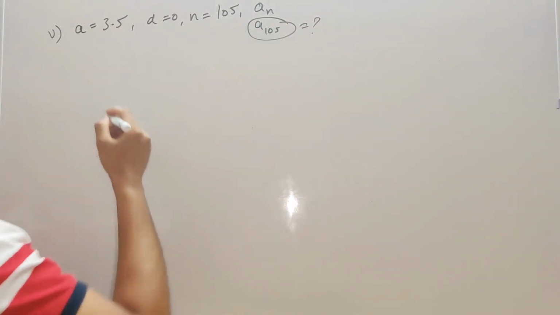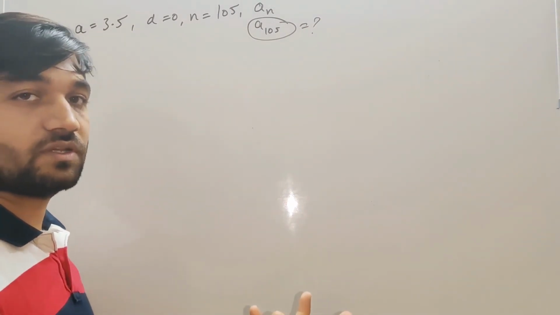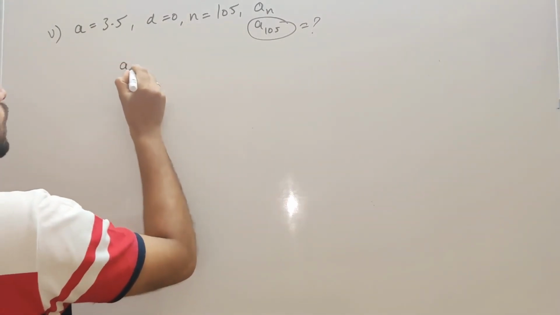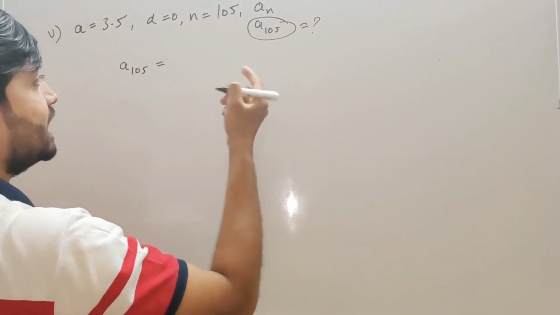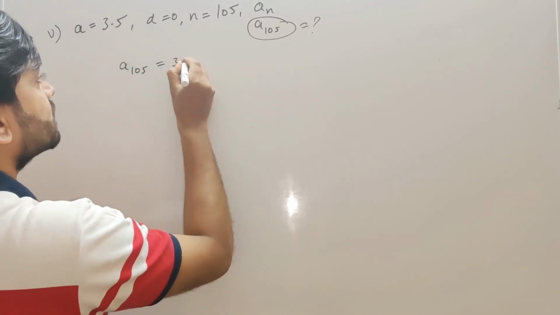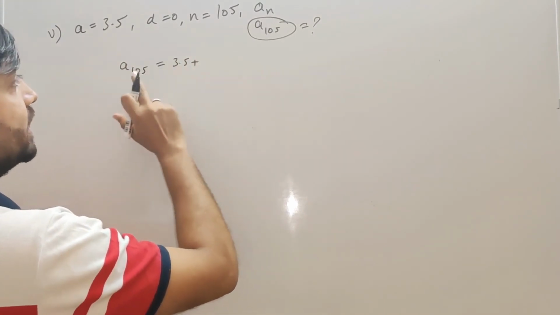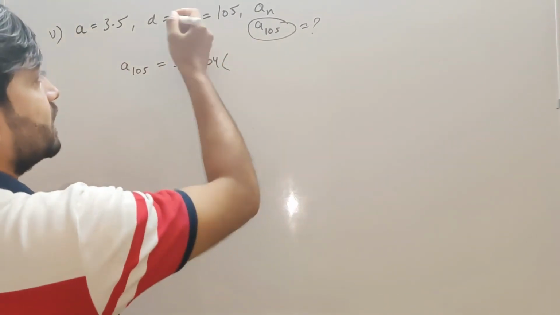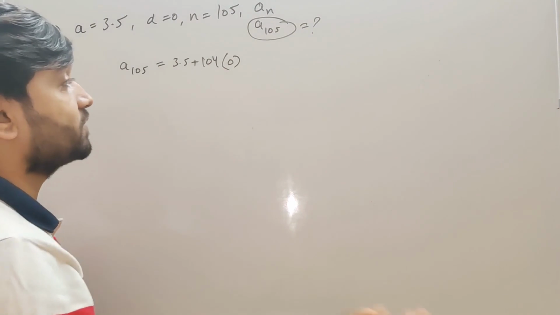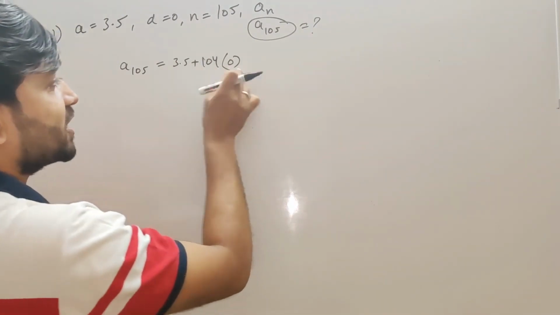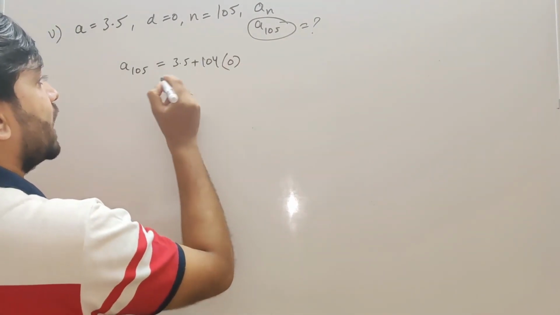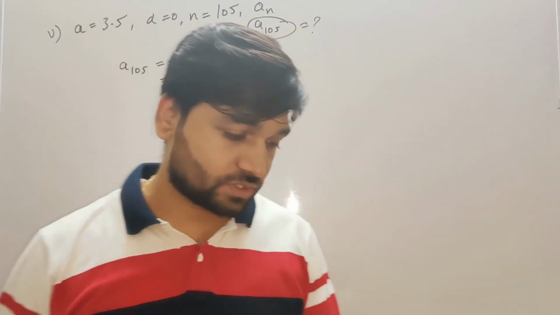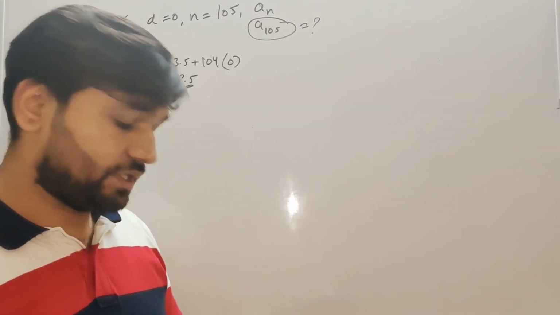So for a105, we use the formula: the nth term of an AP is given by a plus (n minus 1) into d. So a105 is equal to a plus (n minus 1) into d. a is given, n is 105, so 105 minus 1 is 104, into the common difference value, which is 0. The multiplication of 0 into 104 will give you 0, and you're just left with 3.5. So your 105th term in this question is 3.5.